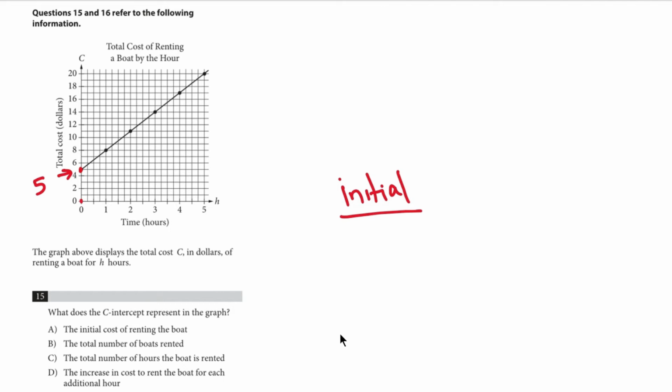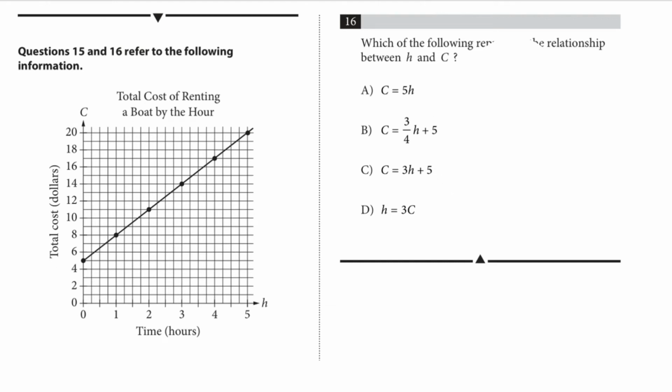Now you can think about it as a taxi ride. The same thing applies for taxis as well. When you enter a cab, you pay a certain fee just to start off the ride. So that is exactly what's going on right here, and therefore the correct answer is A, the initial cost of renting the boat. Now let's move to the next question. Which of the following represents the relationship between h and c for this graph? First of all, you need to understand that we're asked for the equation of this line.